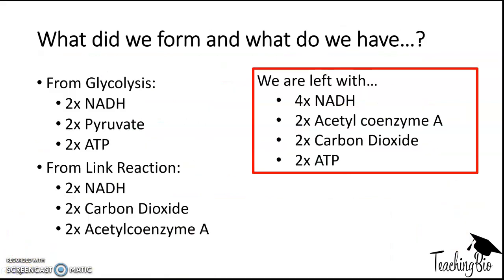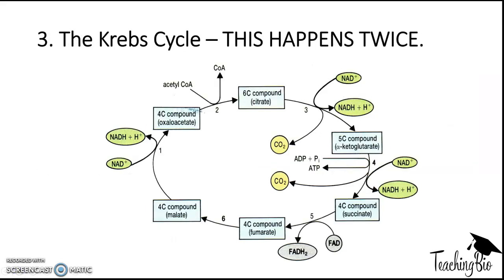So let's look at combining the numbers: what we had, what we formed, and what we are left with now. For glycolysis, 2 NADH, 2 pyruvate, 2 ATP. The link reaction, 2 further NADH, 2 carbon dioxides, and 2 acetyl coenzyme A's. Therefore, in total, we are left with 4 NADHs, 2 acetyl CoAs, 2 carbon dioxides, and we've produced 2 ATP. So it's important to remember that the link reaction does not actually produce any ATP. Rather, the glycolysis reaction produces ATP via the net gain that we talked about before.